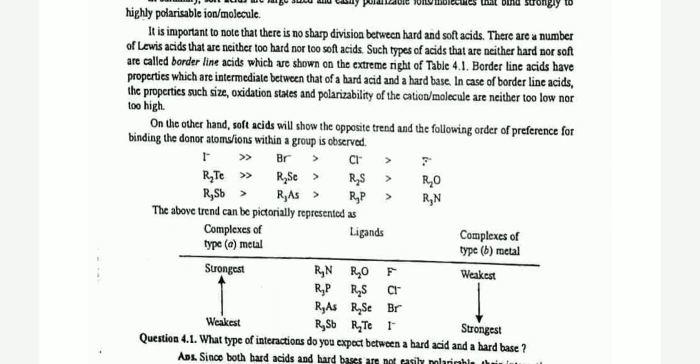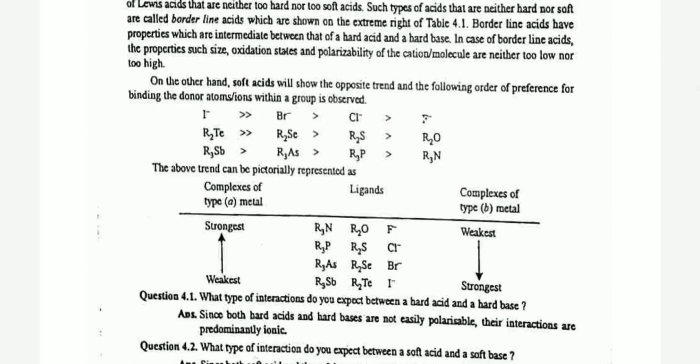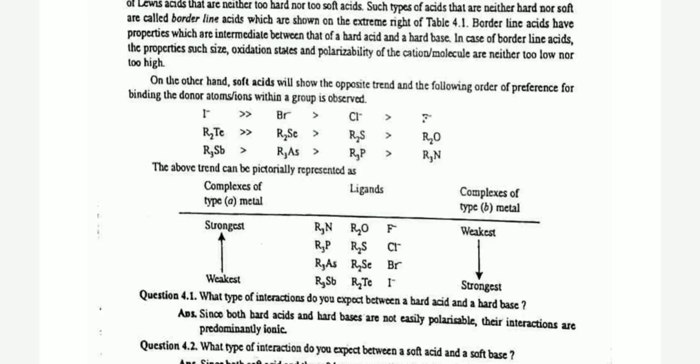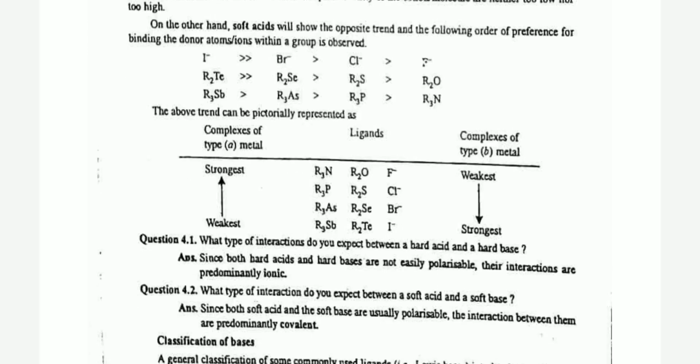On the other hand, soft acids show the opposite trend, and the following order of preference for binding the donor atoms or ions within a group is observed. I⁻ > Br⁻ > Cl⁻ > F⁻. R2Te > R2Se > R2S > R2O. R3Sb > R3As > R3P > R3N.